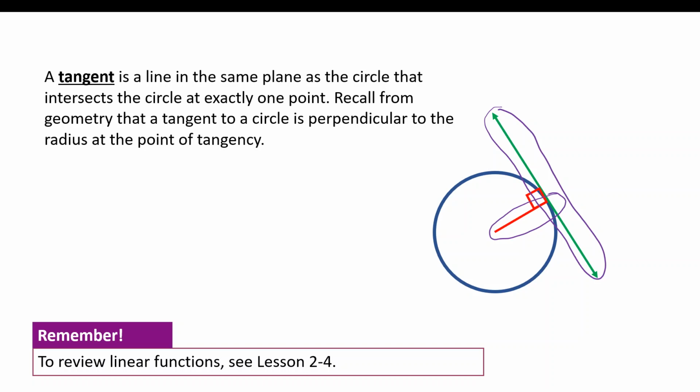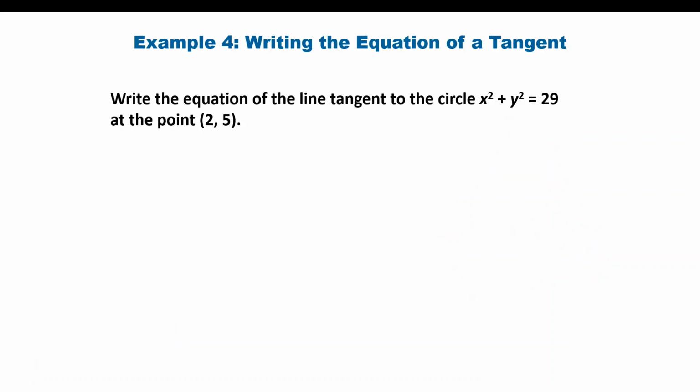And so we're going to be trying to find the equation of this line, this tangent line right here. All right, so here we go. We're going to write the equation of the line tangent to the circle x squared plus y squared equals 29 at the point 2, 5. So let's think about what that's going to look like now.